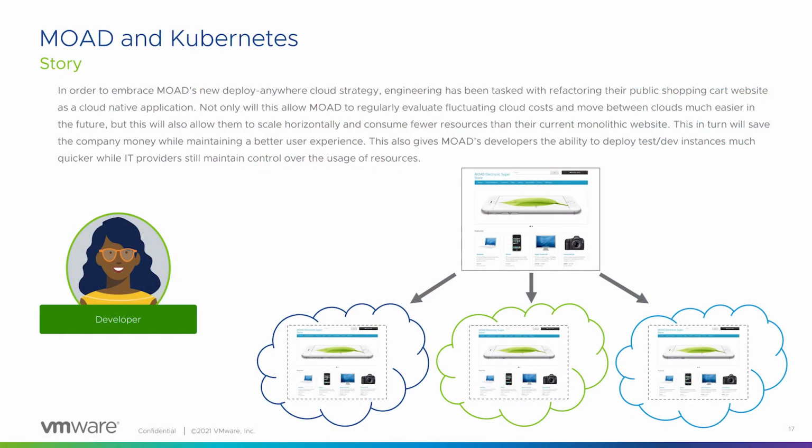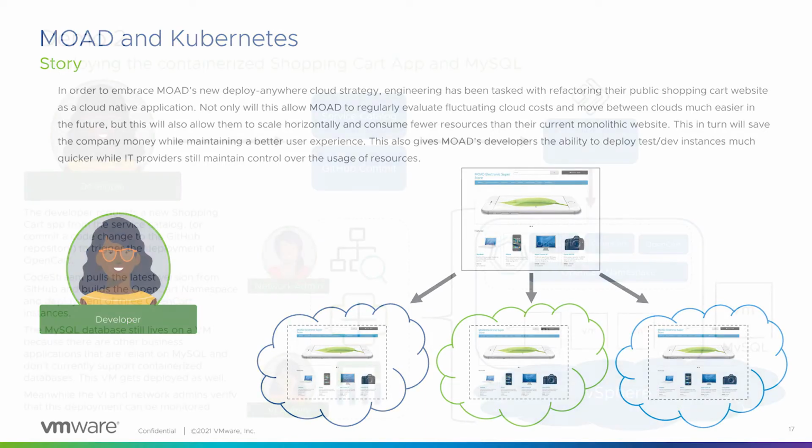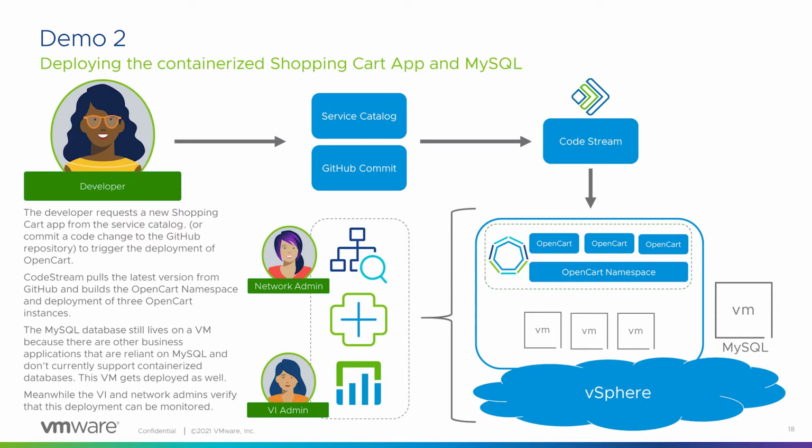And just as a quick recap, the Massachusetts Omni Automated Devices Company has adopted a new Deploy Anywhere cloud strategy. This means that they now need to refactor their entire website and their e-commerce site to run on top of Kubernetes. This means that in the future, MOAD will be able to re-evaluate its cloud options, and if they decide to, they can redeploy the entire web application on a different cloud much easier than they could with a more traditional style of application.